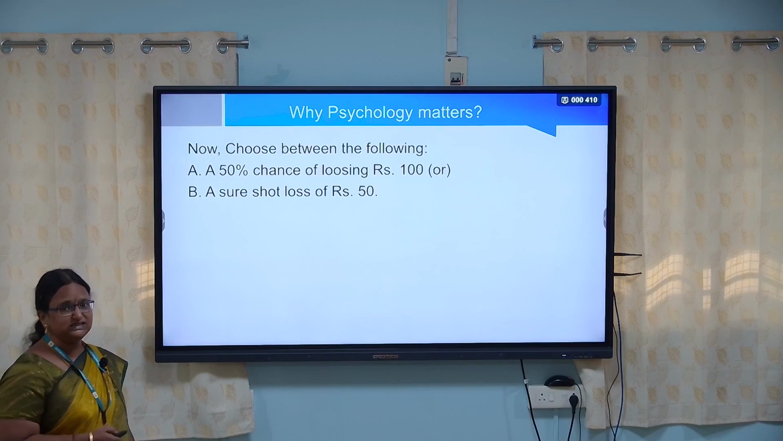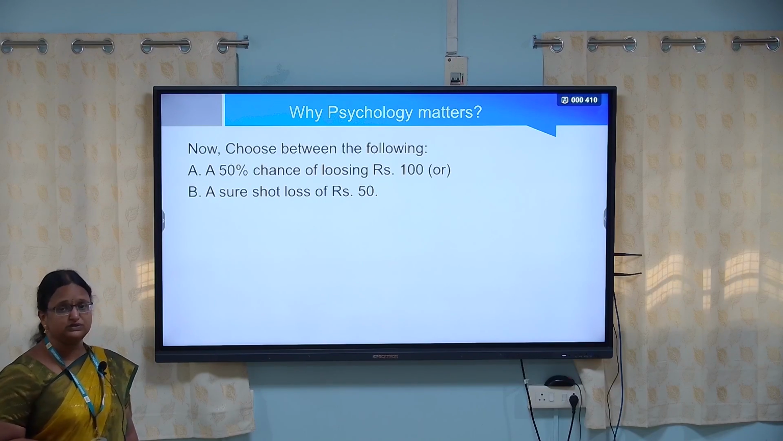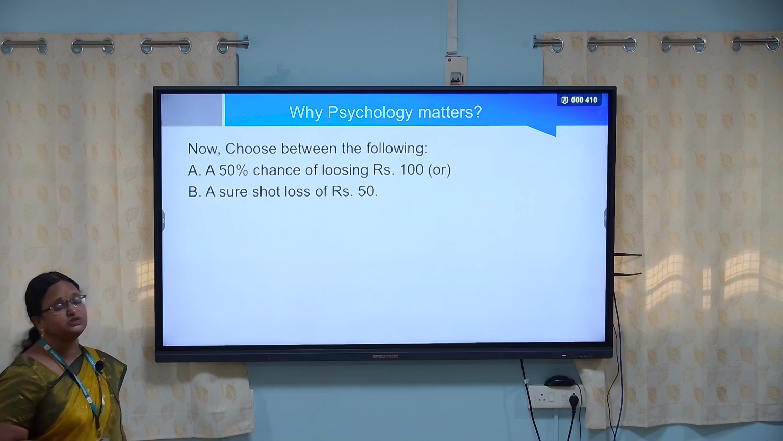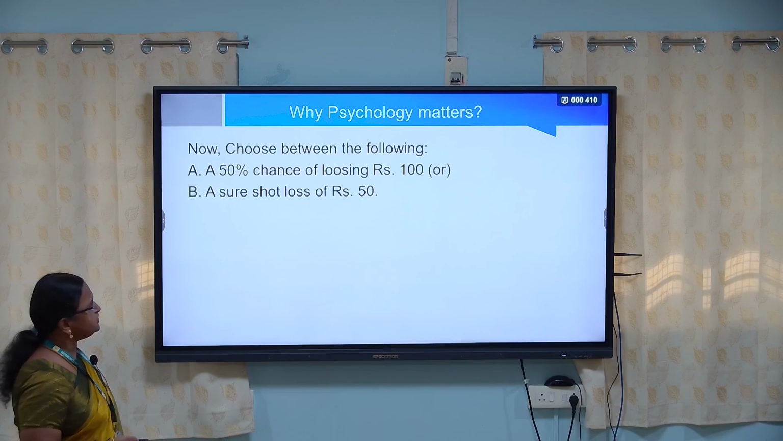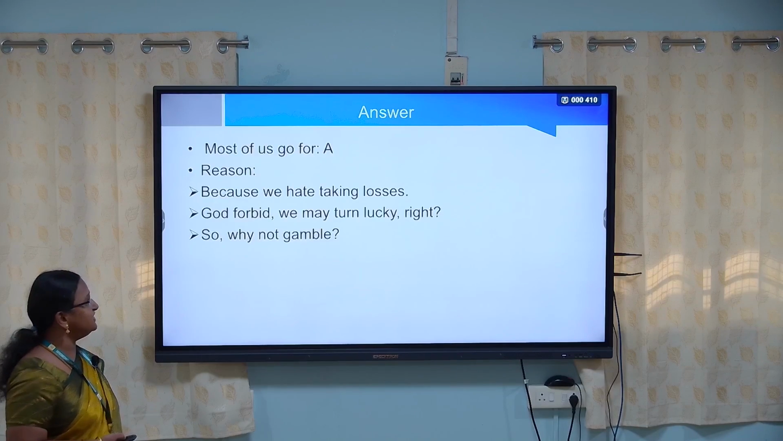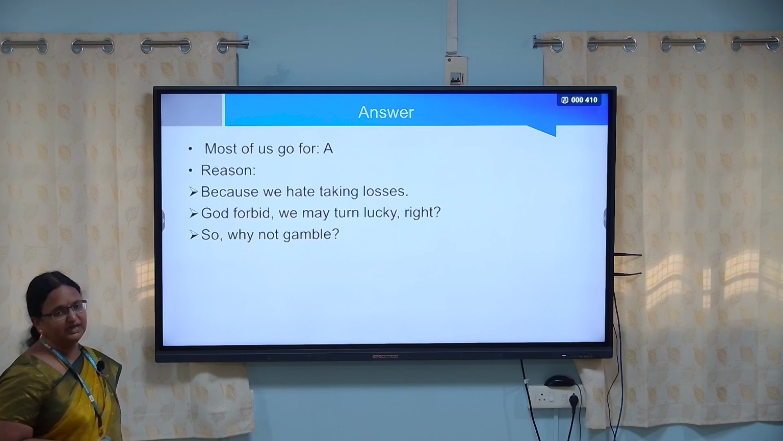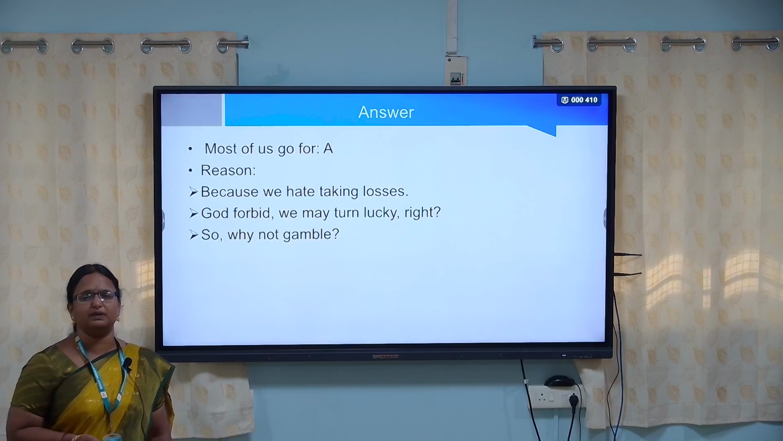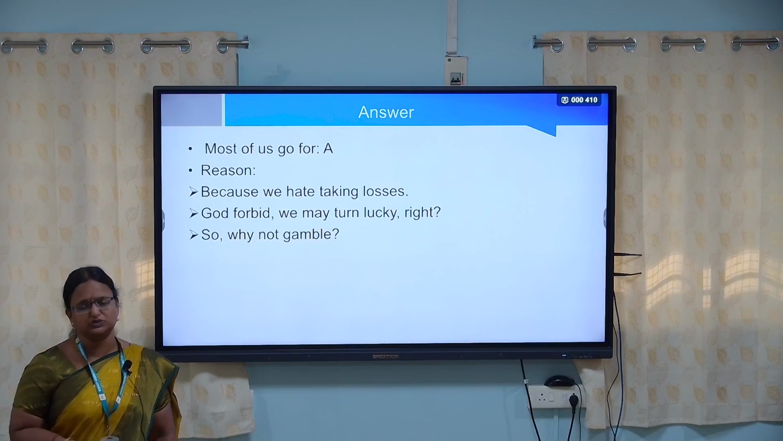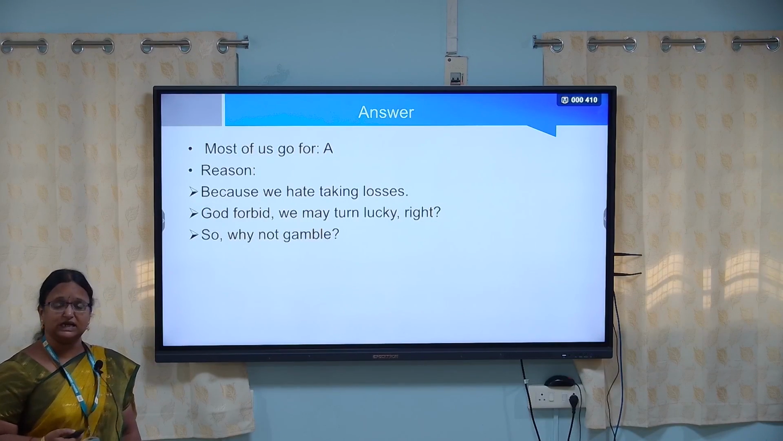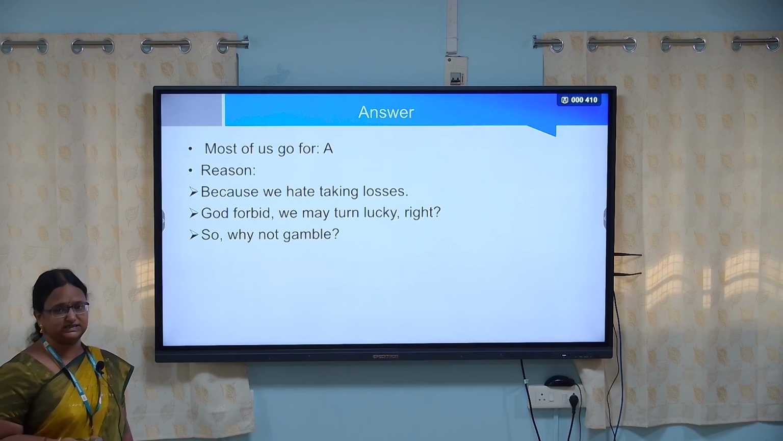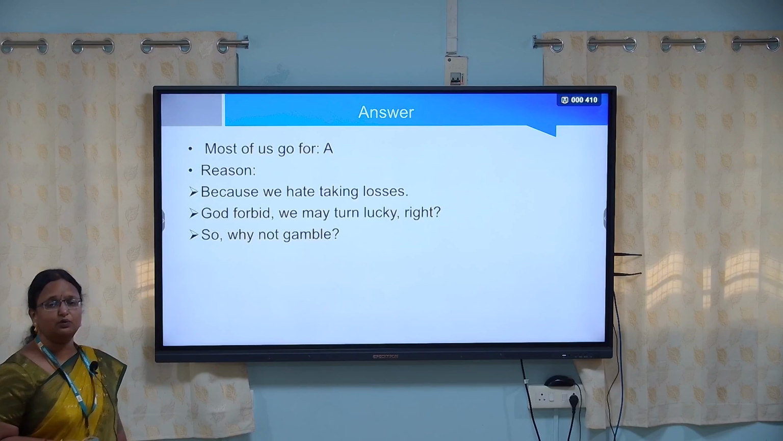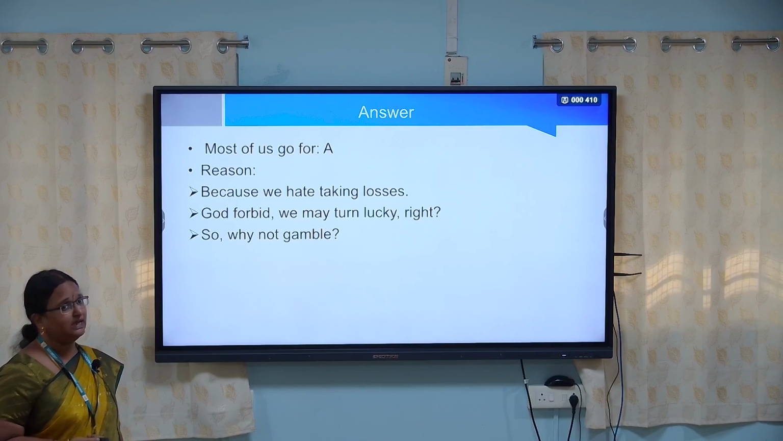Suppose we are given this kind of option: a 50% chance of losing rupees 100 or a sure loss of rupees 50. In this case, what will most people do? The interesting fact is that most people will go for option A. As investors, most people hate losses. They don't want to lose money. So when there is a chance of losing money, they want to try their luck and start taking risk. Most people think, why not gamble? Why not check our luck? So they start to take risk.